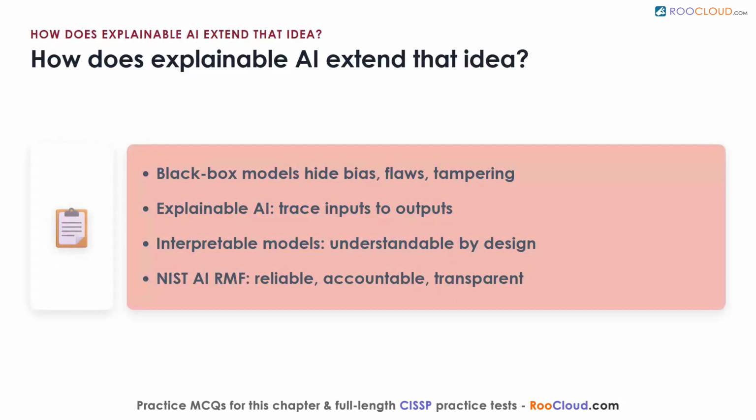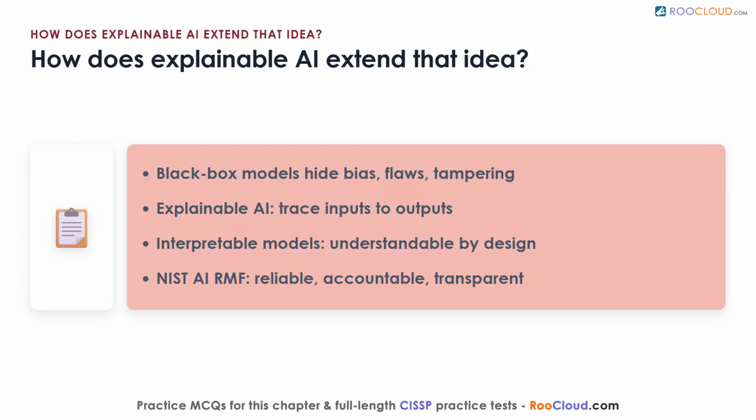How does explainable AI extend that idea? It carries simplicity into the world of machine learning. A black box model that no human can interpret is a security risk, because hidden logic can conceal bias, flaws, or tampering. Explainable AI adds transparency, letting you trace how a given input produced a given output. Interpretable models go further, staying understandable by design.